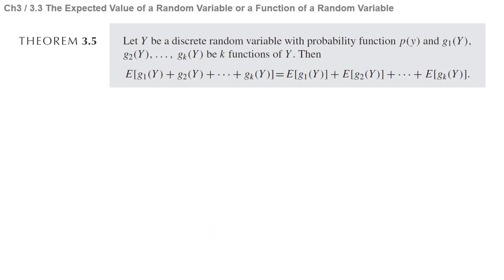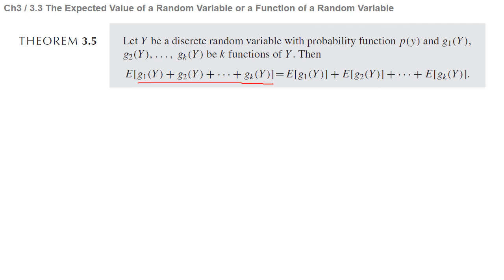Okay, and let's move on to theorem 3.5. Let Y be a discrete random variable with probability function p(y) and g1(Y), g2(Y), up to gk(Y) be k functions of Y. Then the expected value of the sum of all functions g1(Y) to gk(Y) is equal to the expected value of g1(Y) plus the expected value of g2(Y), and so on. This holds.